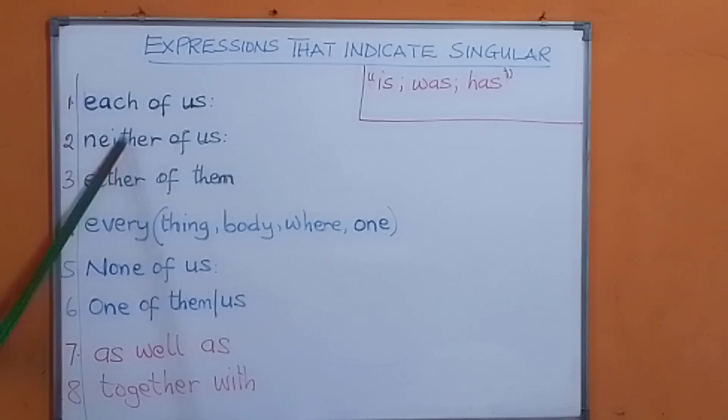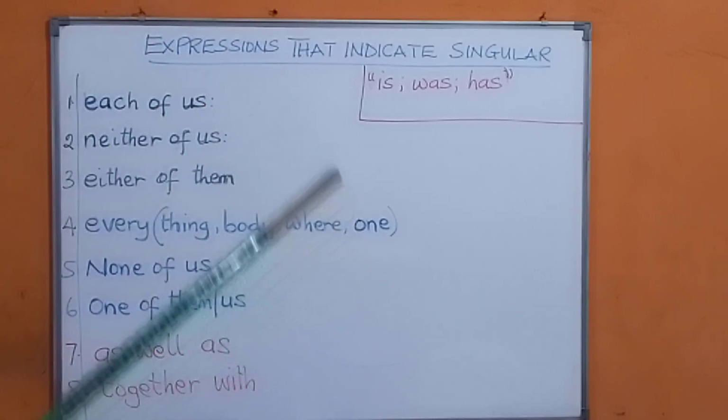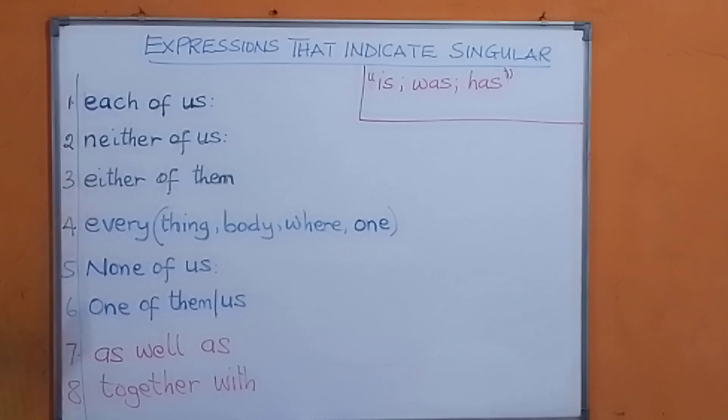Now, neither of us, the same thing. This is talking about one of the two, but this is negative. So you say, neither Fanta nor Sprite was or is the preferred drink, for example. Or you say, neither Amy nor James has something to do with this. Neither this nor that. That is one of the two, or neither of the two.